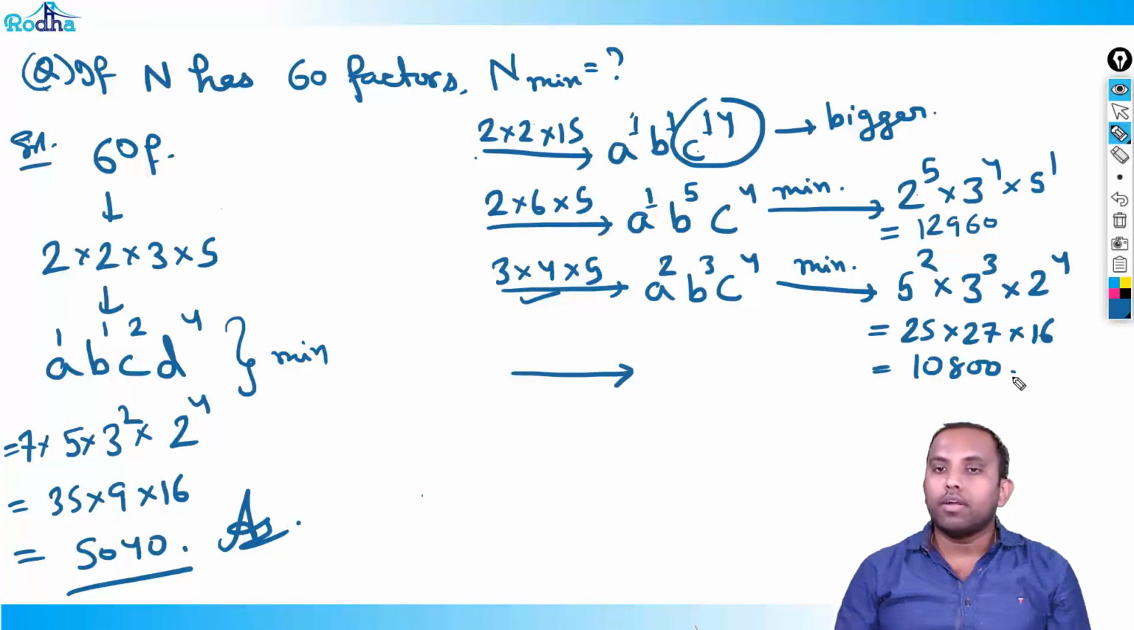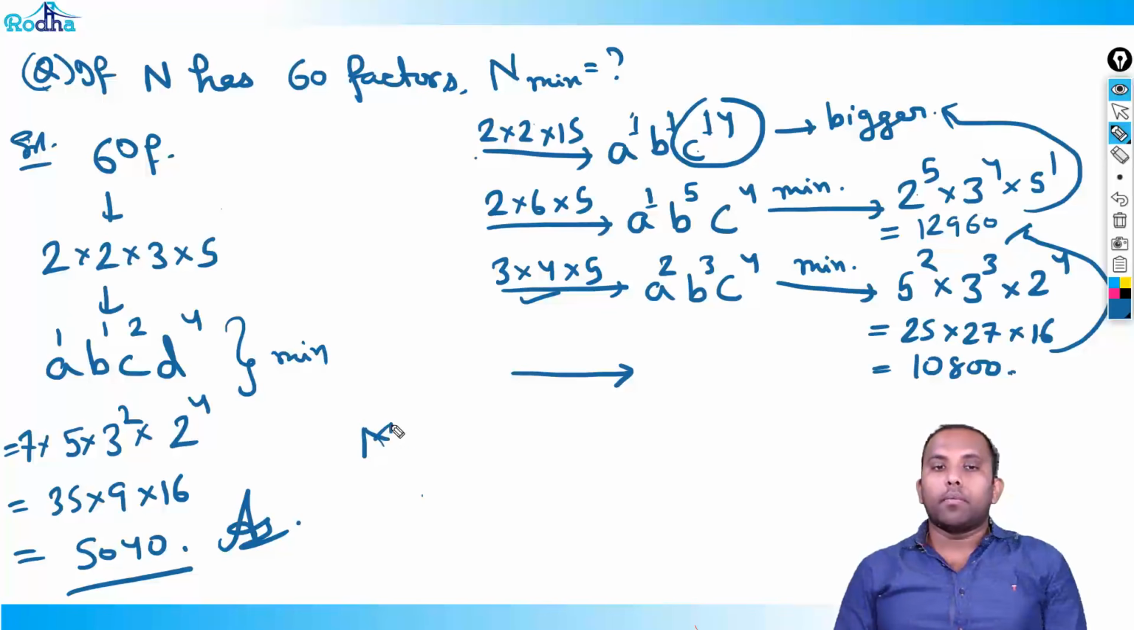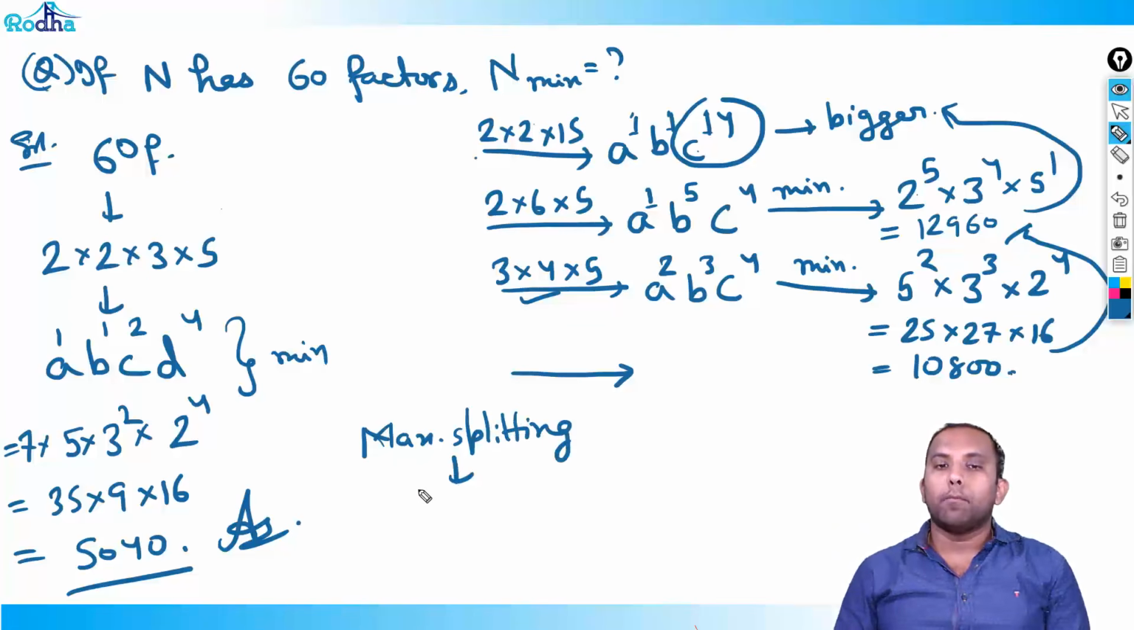In all the other splits, the value goes bigger, again bigger, bigger, bigger. So maximum splitting will give the minimum value. It works for bigger numbers, but it's not always true. Understand this.